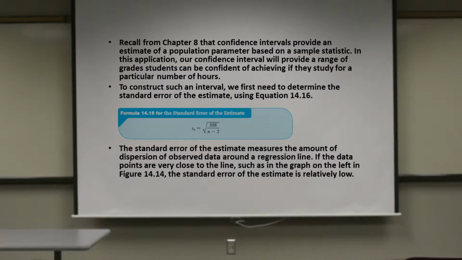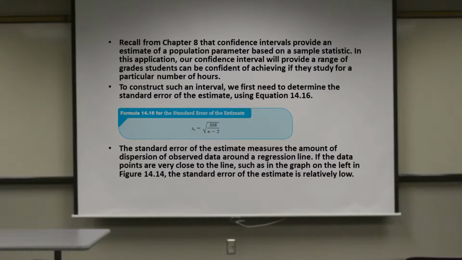Recall from Chapter 8 that confidence intervals provide an estimate of a population parameter based on a sample statistic. In this application, our confidence interval will provide a range of grades students can be confident of achieving if they study for a particular number of hours. To construct such an interval, we first need to determine the standard error of the estimate using equation 14.16.